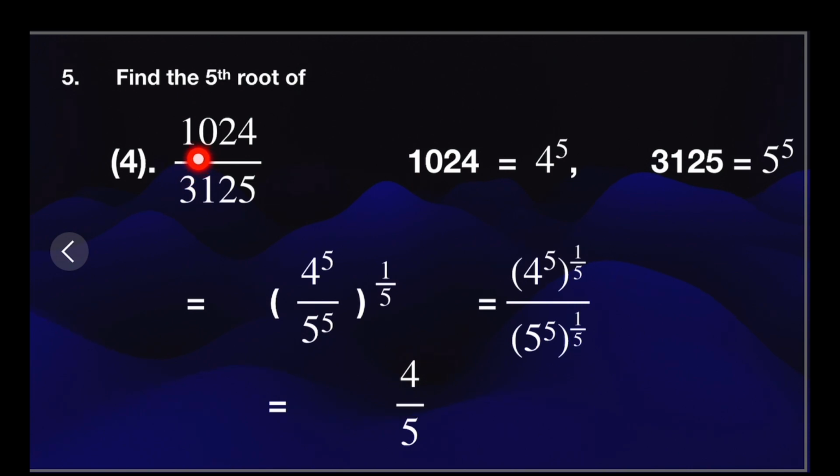Okay, next sum, 1024 upon 3125. So, factorize 1024, you will get 4 raised to 5. 3125 is 5 raised to 5. So, you rewrite this like this and you want the fifth root. So, raise it to 1 upon 5. So, when you evaluate it, it will get cancelled. You are left with 4 upon 5.